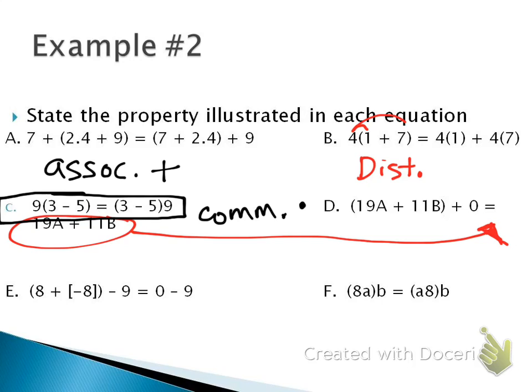D, the dangling problem. Basically, they're adding 0 to something. This set of parentheses takes you down to here. The parentheses did not change when I added the 0, so what property is that? Identity, good. I'm just going to put ID plus, since we added the 0.